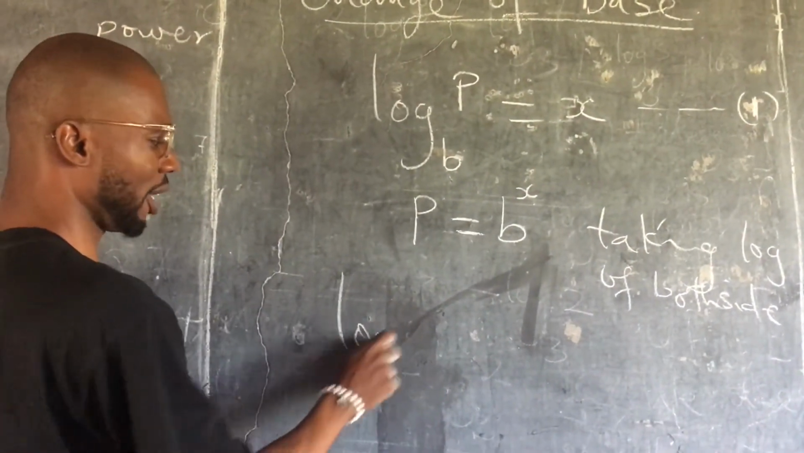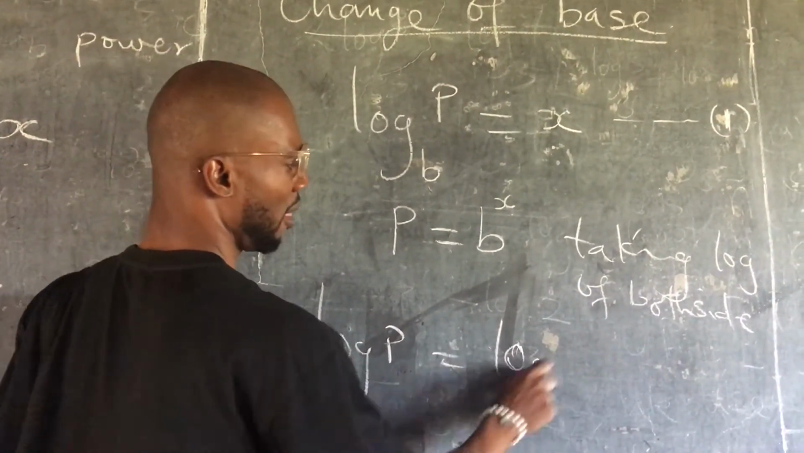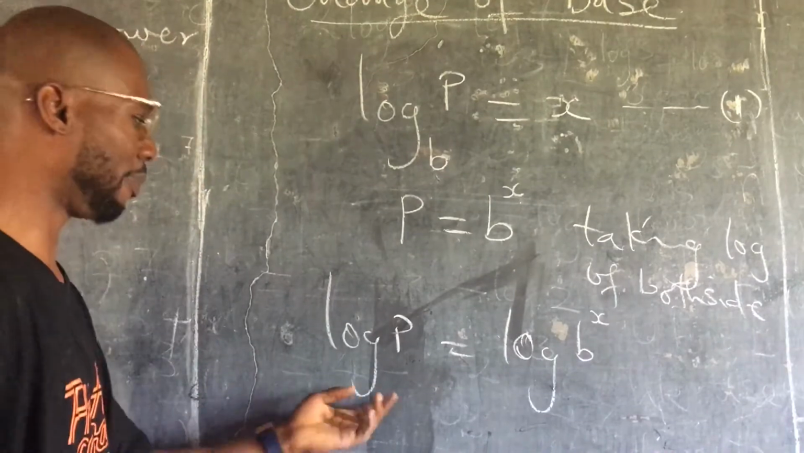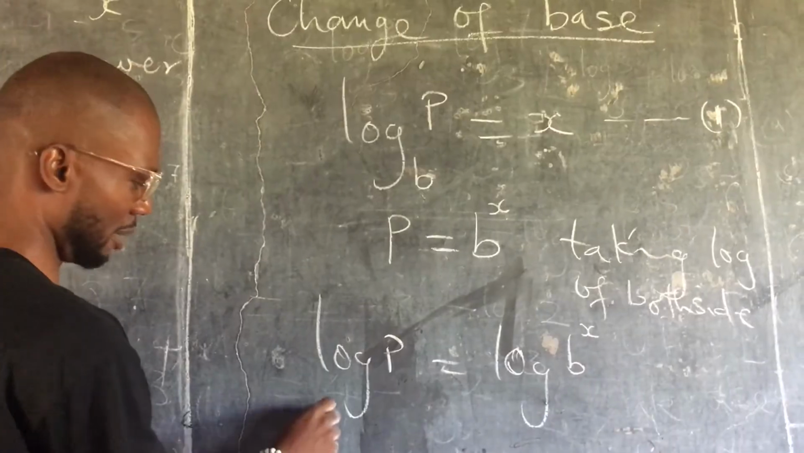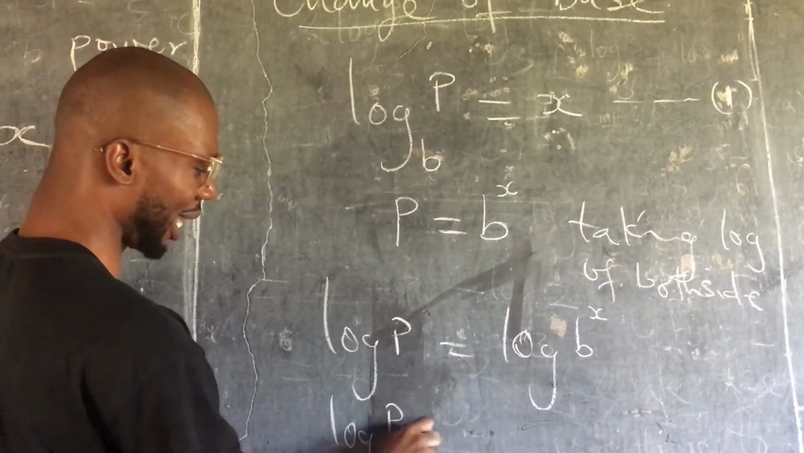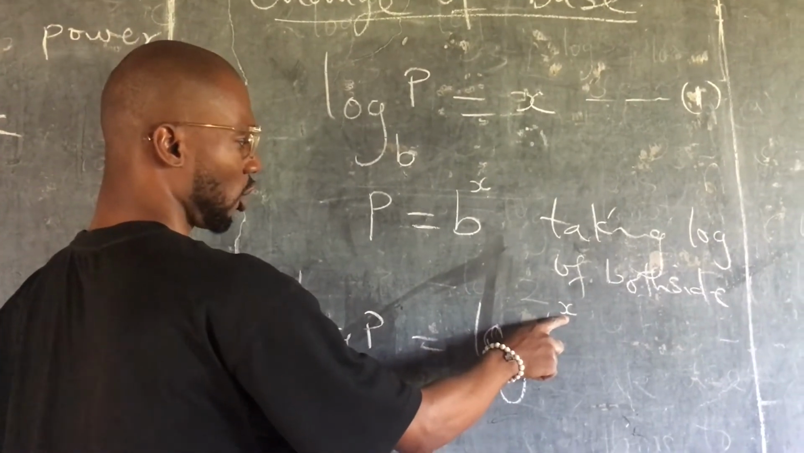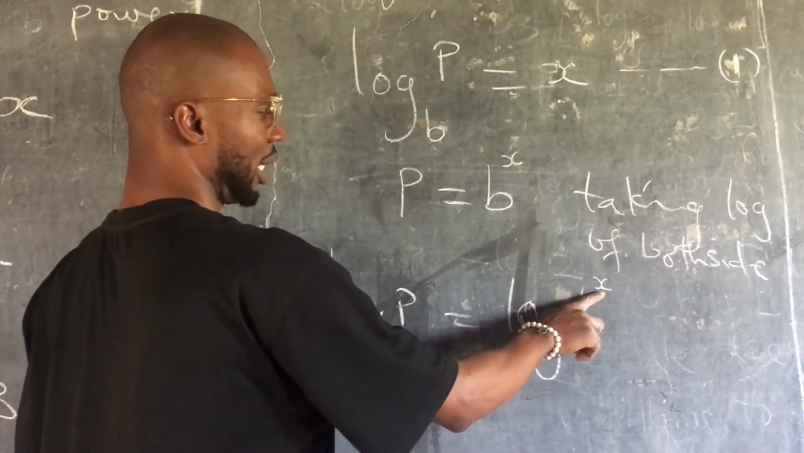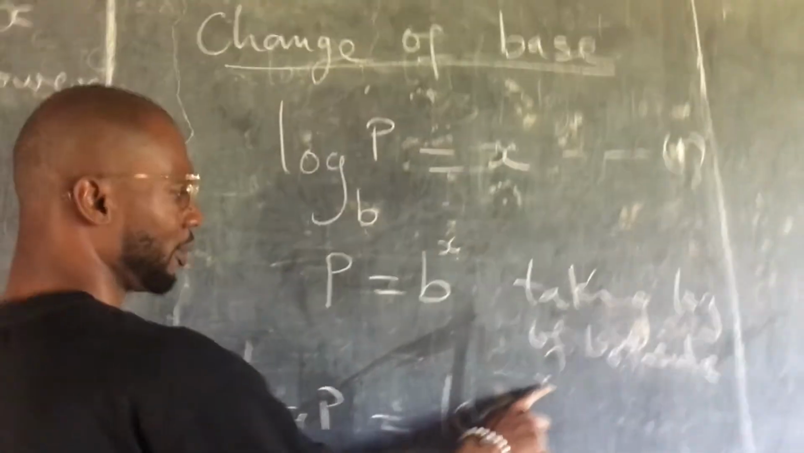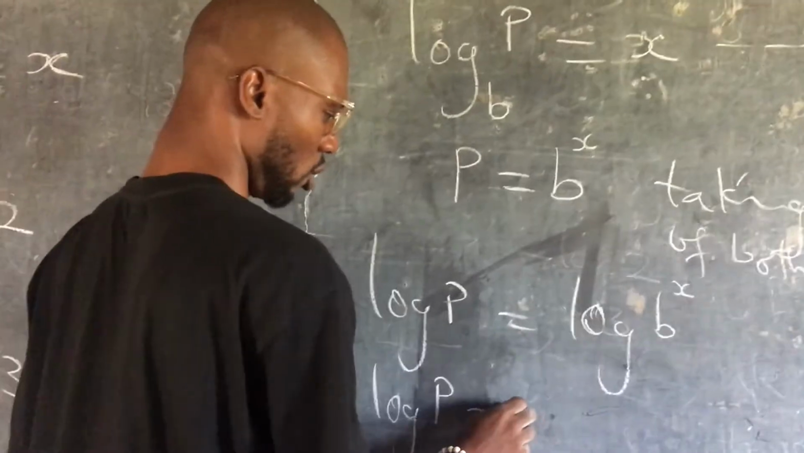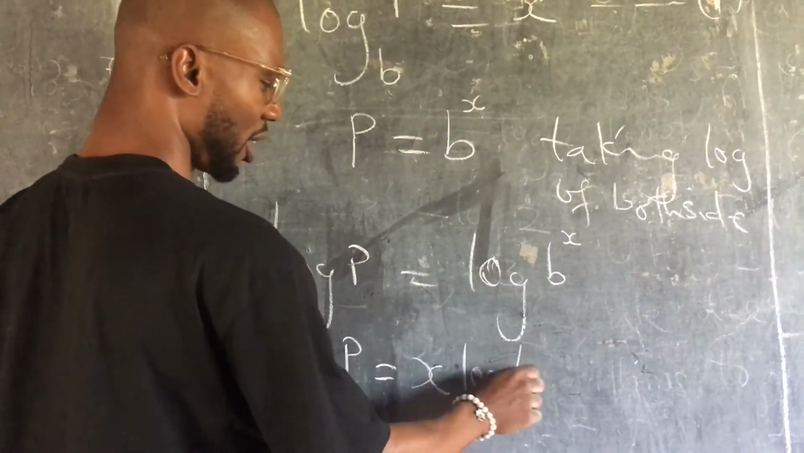So I take log p equals log of b raised to the power x. This can be to any base at all. Now if you use the third law of logs, if I take the log of anything raised to a power, I multiply the power by the log. So I will have x times log of b.